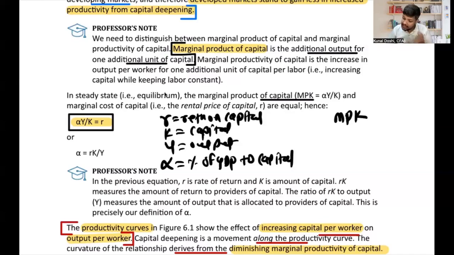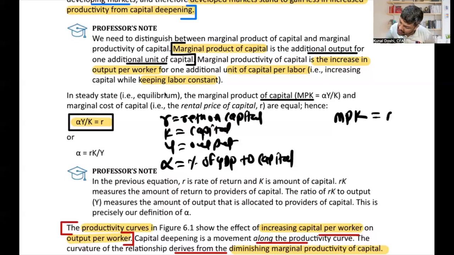They are saying this marginal product of capital is the increase in the output per worker for 1 additional unit of capital per labor. True. So for 1 additional unit of capital per labor, how much is the increase in the output per labor? Correct. Assuming that we are increasing capital while keeping the labor constant, how much will be the increase in GDP for adding 1 unit of capital? That is MPK. It's a benefit. But this has to be measured against the cost.